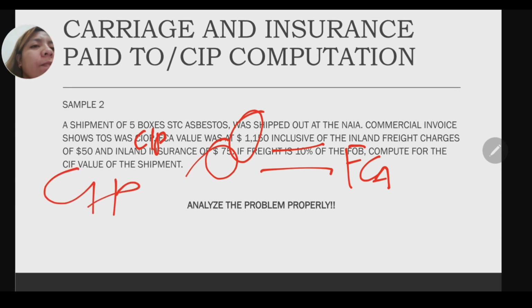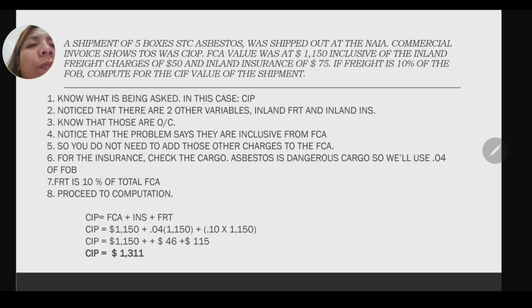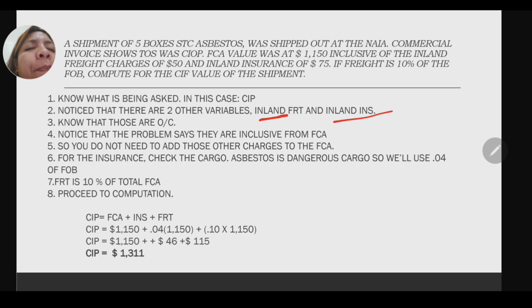So, we just need to analyze the problem properly. Number 1, know what is being asked. In this case, it is the CIP Incoterm. Notice that, again, there are 2 other variables, the inland freight and the inland insurance, and we all know that those are other charges.